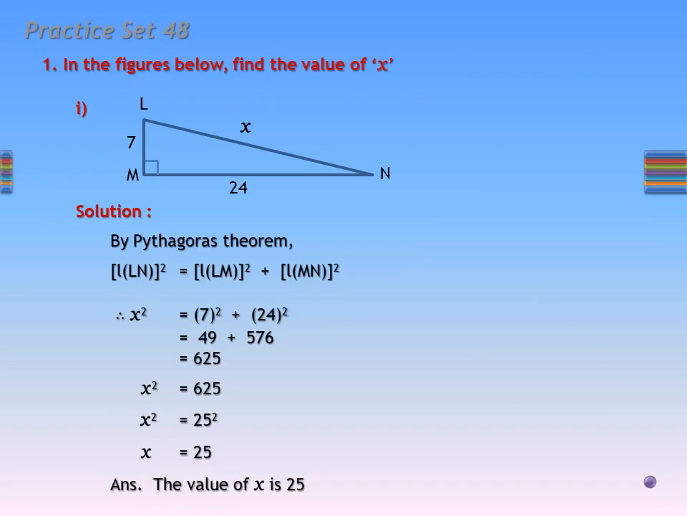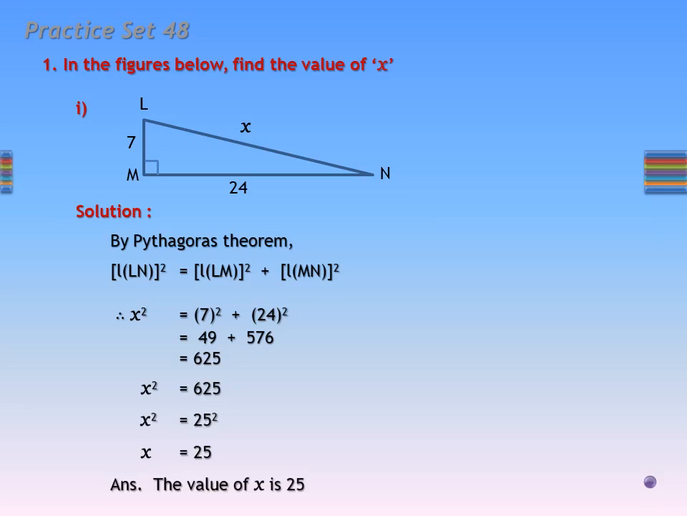Now let us solve practice set 48. The first sum. In the figure given below, find the value of x. So here we have right angle triangle LMN, where length of LM is 7, length MN equals 24 and LN is given as x. We have to find the value of this x.